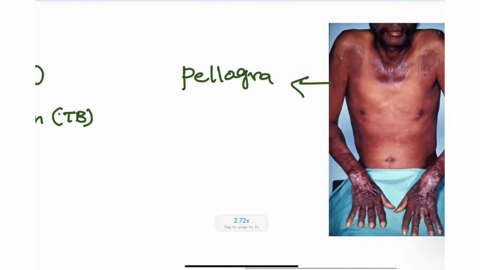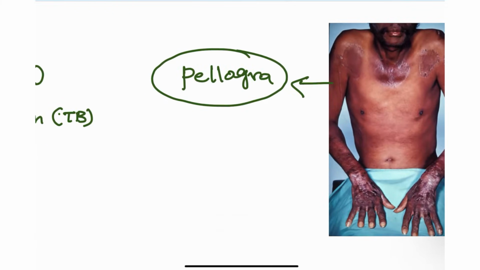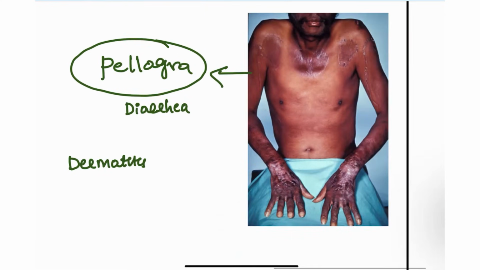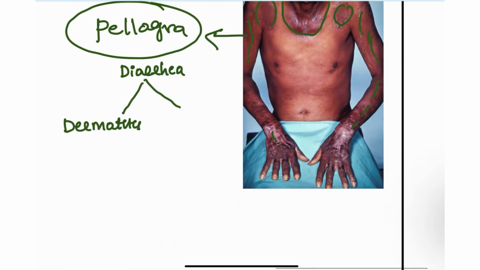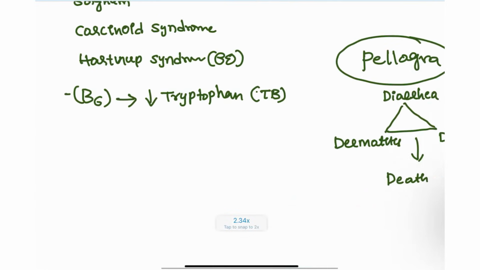So what are the classic symptoms of pellagra? It consists of a triad. The patient will have the classical symptoms like diarrhea and also dermatitis. Here in this picture you can see the Casal necklace, and these are all photodermatitis. Dermatitis, diarrhea, and memory loss, that is dementia. And if not treated, it will cause death in this patient. So this is what is commonly known as pellagra.